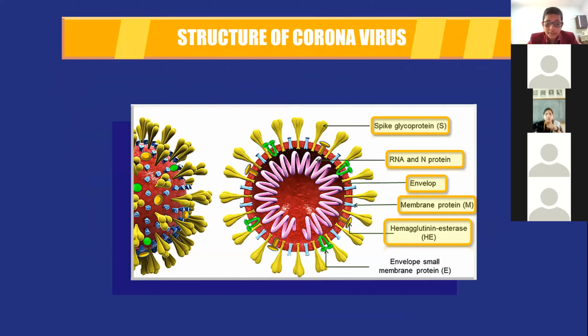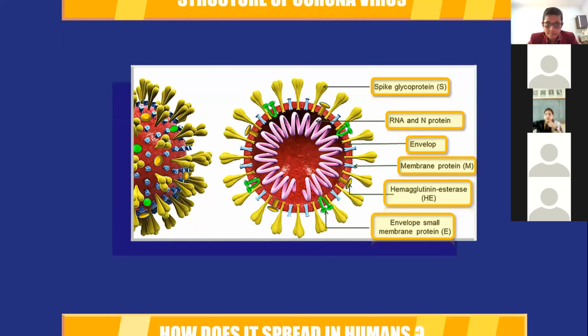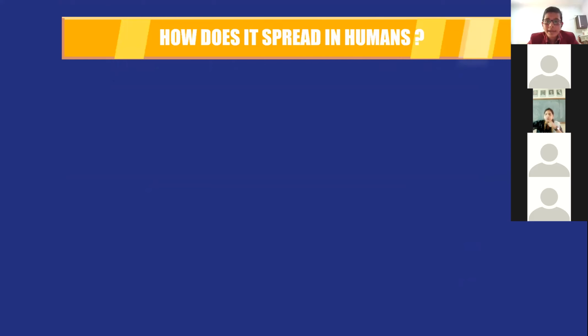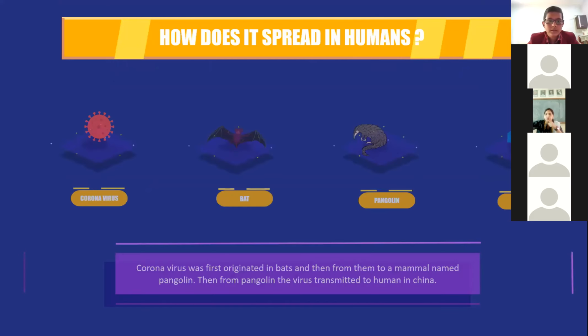Fifth, hemagglutinin esterase. Hemagglutinin esterase is a glycoprotein that helps the virus in the attachment and the destruction of the host cell. Sixth is envelope protein. Envelope protein interacts with membrane protein to form viral envelope.